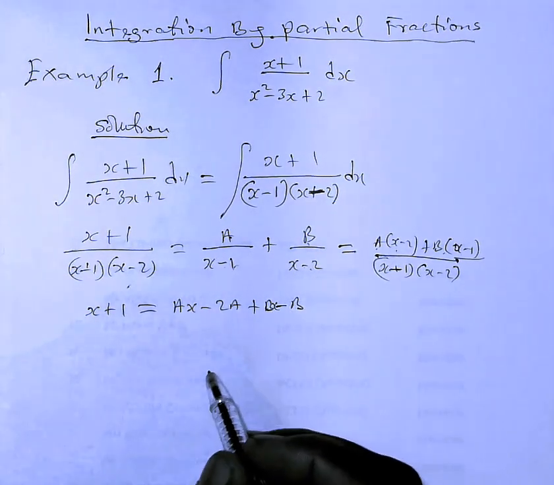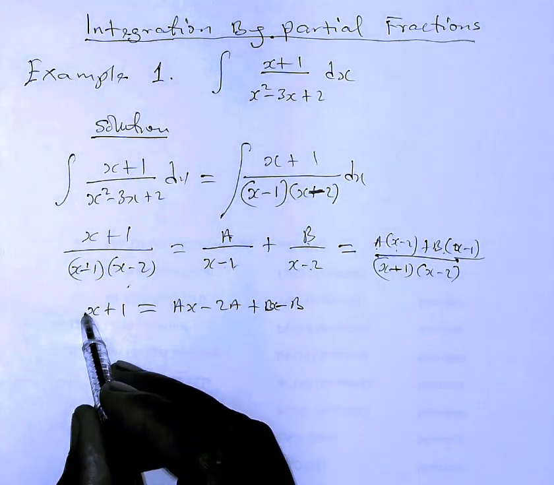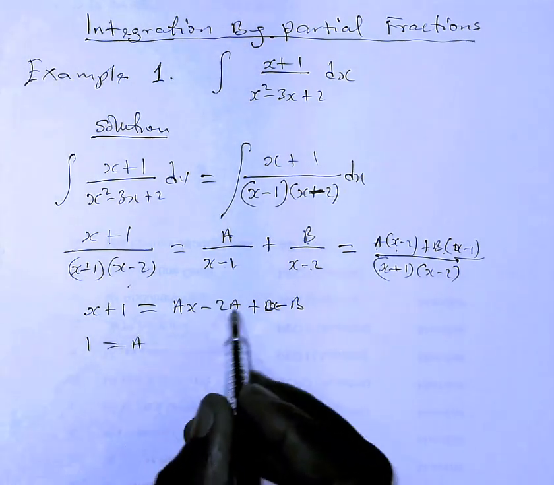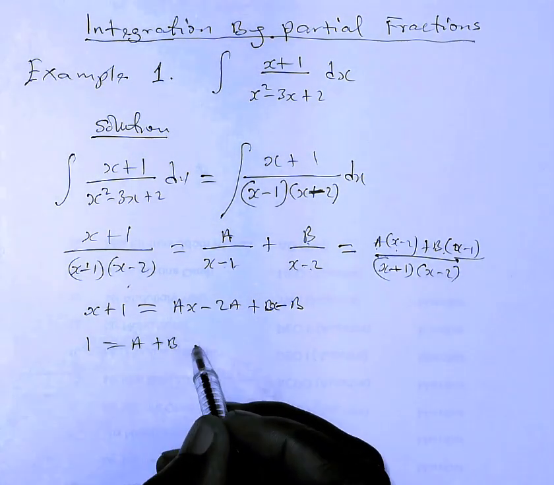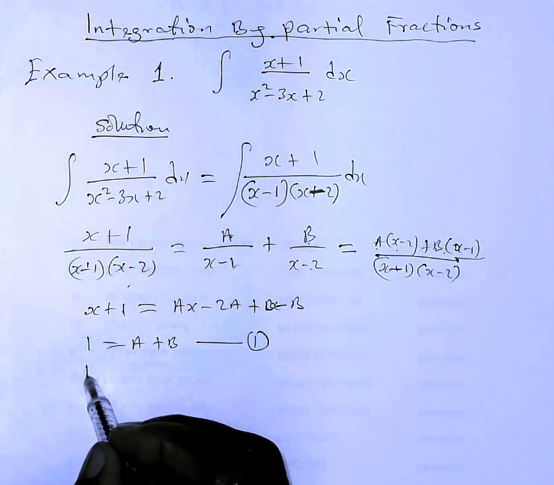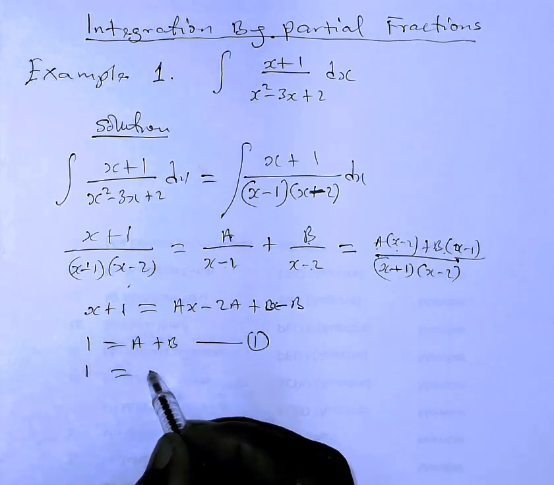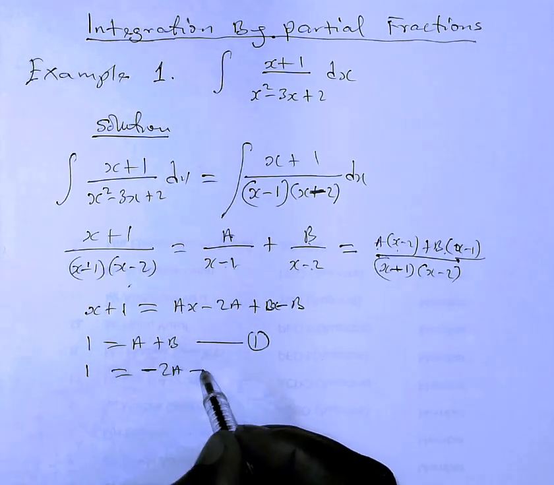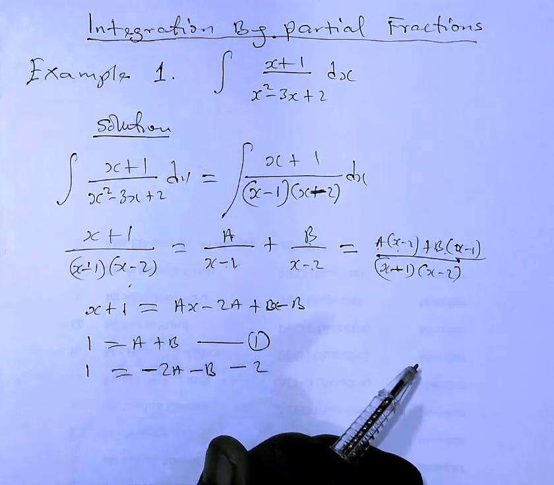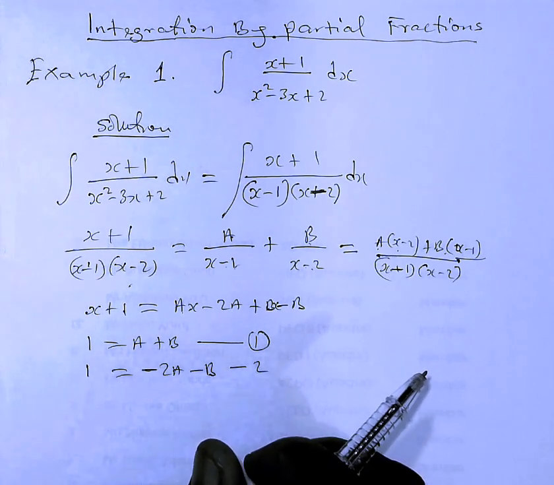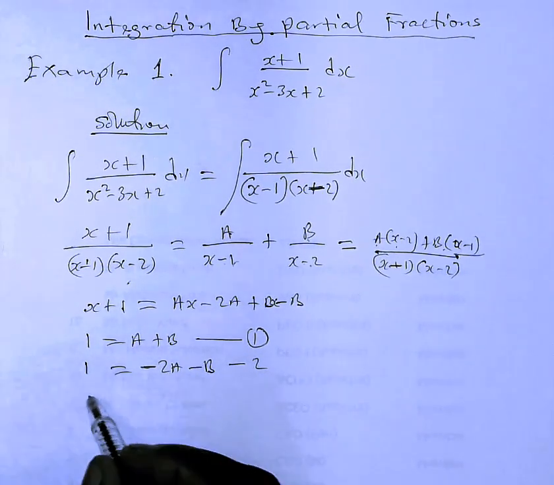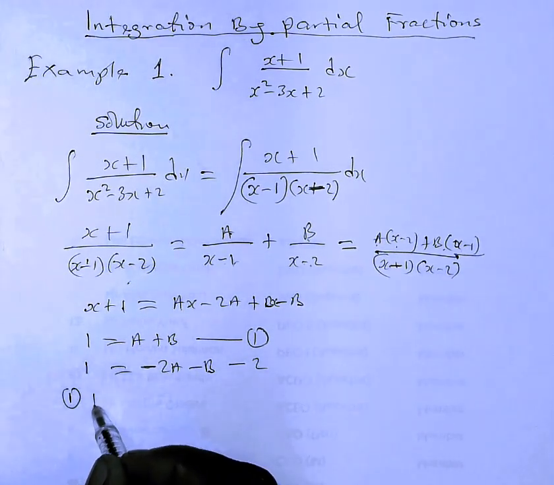So you can now relate the coefficients of x. The coefficient of x here is 1, so 1 equals A plus B, which we tag as equation 1. Then the constant, which is 1, equals minus 2A minus B, equation 2. With this we have two equations that we can solve simultaneously to find the unknowns A and B. So we say equation 1 plus equation 2.